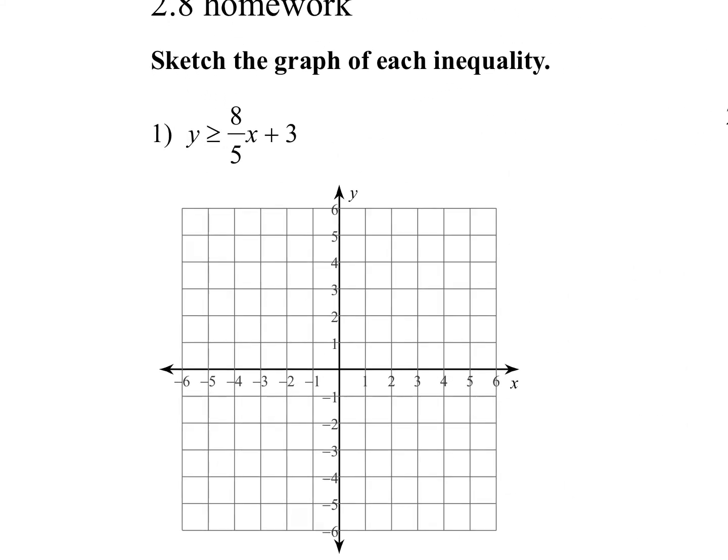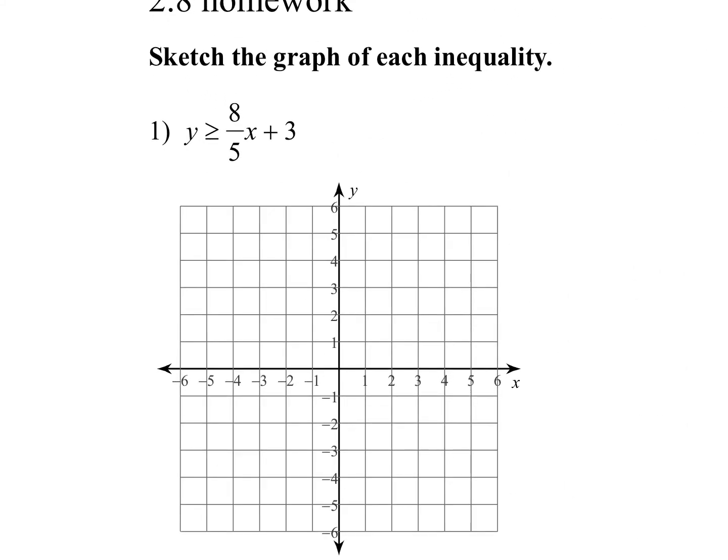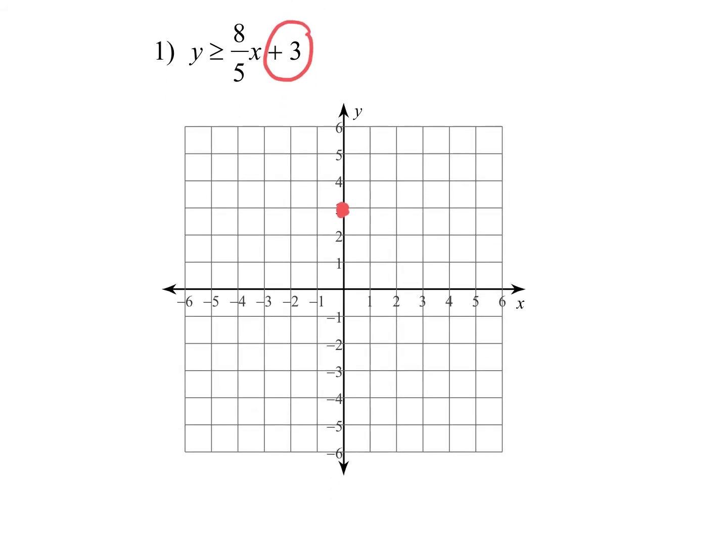All right, so looking at number 1, where do we start? So we graph our y-intercept first, and that's 3. And then what's our slope? 8 over 5. So I would go up 8 and to the right 5, or I can go down 8. I'm going to go down 8 just so I have more room, and over 5. 1, 2, 3, 4, 5. So my graph goes this way.